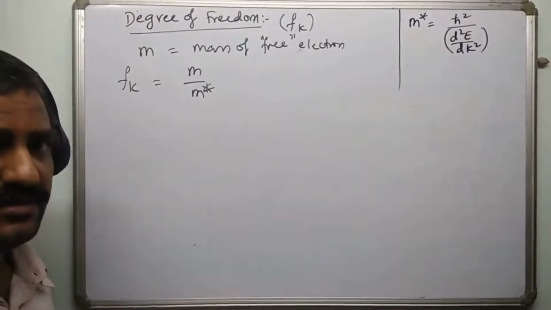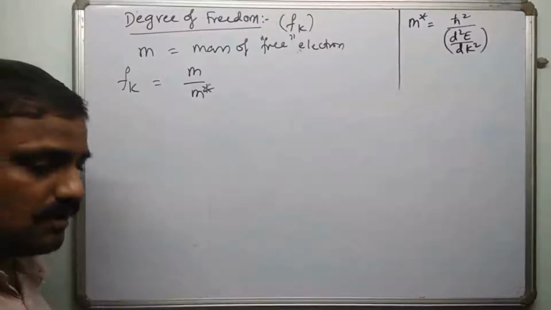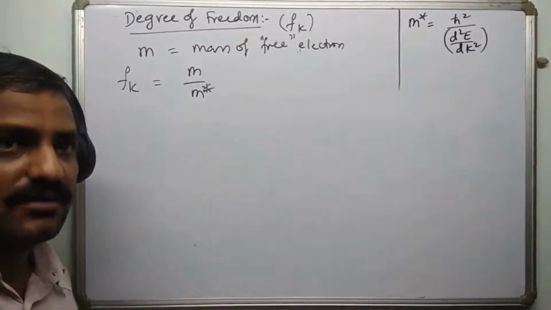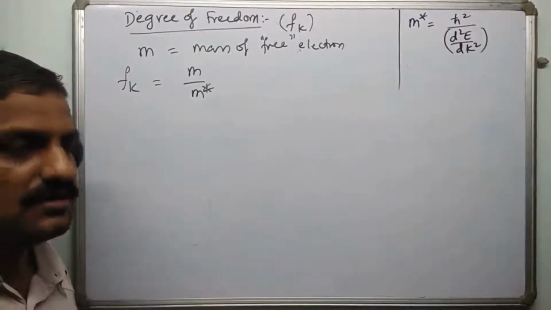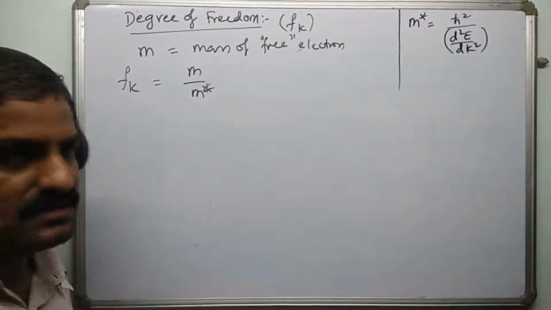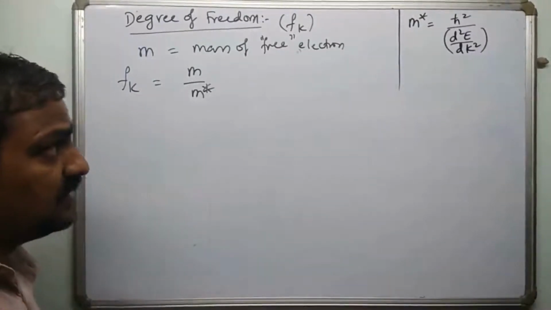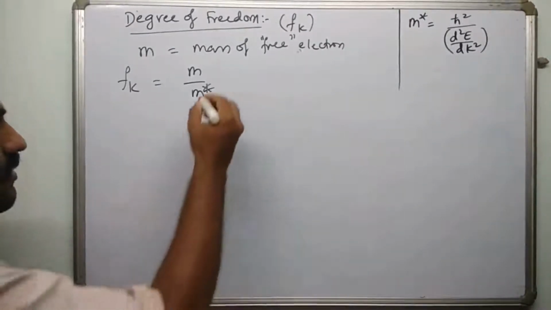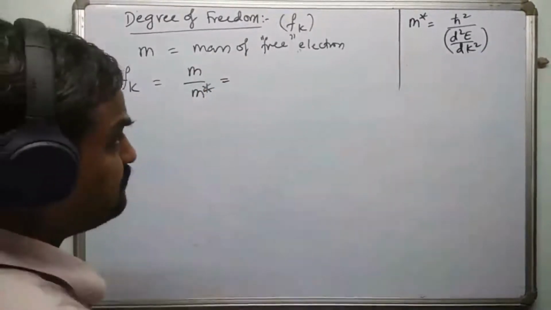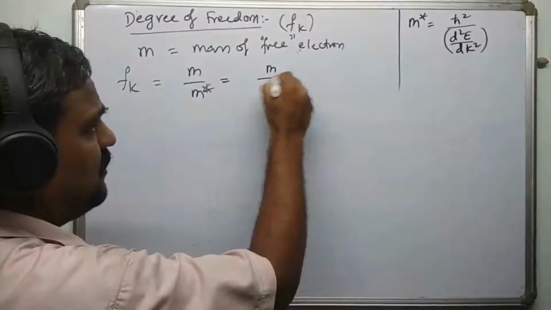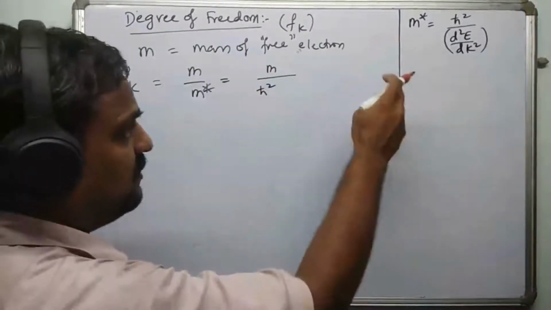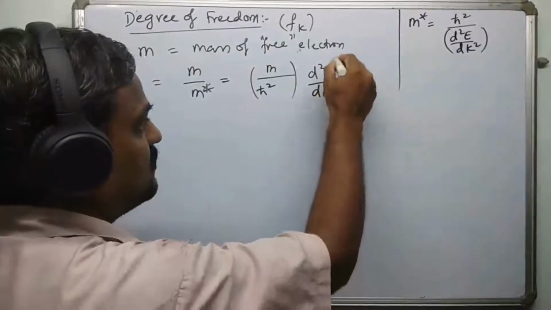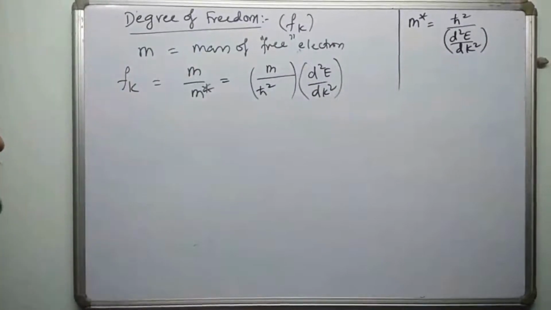So an electron may have absolute freedom, which represents Fk as 1, or the electron may have 50% freedom. In that case, you may get 0.5, or the electron may be totally bound. So it may not have any freedom, and it may not take effective part in electrical conduction. So in that case, Fk may be even 0, right? So we are just comparing it like that. That's why we are calling it the degree of freedom. So you can also write this like this. m by m star. If you write it here, it is going to be m by h cross square into d square E over dk square, right? So this is the parameter which we call as degree of freedom.